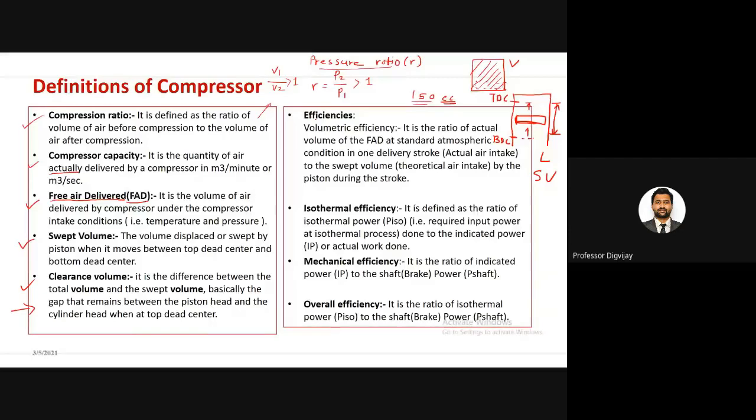Now next here it is efficiency. So we'll see what are the efficiencies involved in a compressor. First one here is a volumetric efficiency. Volumetric efficiency is the ratio of actual volume of FAD, fresh air delivery, at standard atmospheric conditions in one delivery stroke. It is the actual air intake to the swept volume, the theoretical air intake by the piston during the stroke.